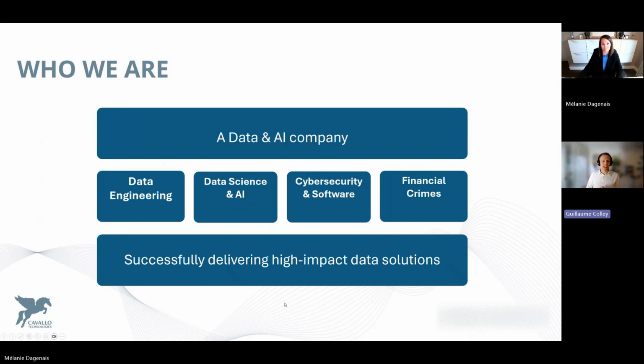So where we are, quickly, Cavallo, we're a data and AI company. We do 4 things really well. We do data engineering, that really builds the foundation of the data. We do data science and AI on top of this data, and cybersecurity and software around those practices to make sure that what we do is secure and private. And then we have a specialization in financial crimes with Melanie's expertise. We're building those very useful tools, and we deliver high impact data solutions for you and your companies.